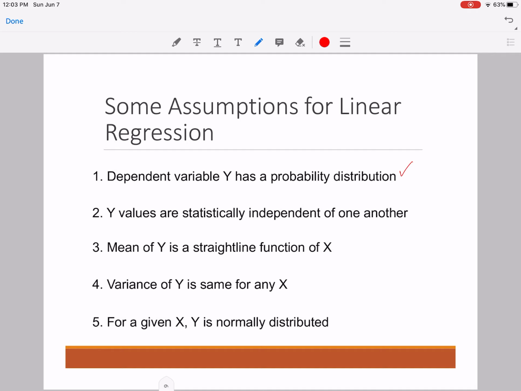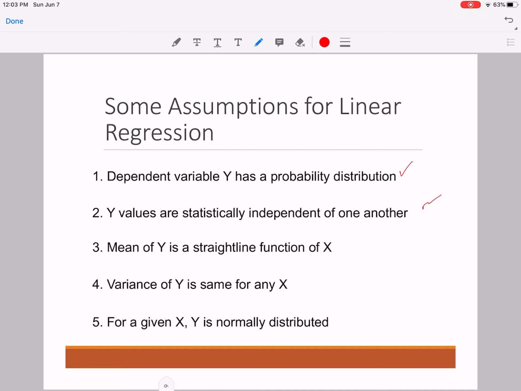The y values are statistically independent of one another, so that's another important assumption. This assumption may not hold true all the time. For example, if I were to measure my weight today, my weight today may be completely different from what my weight is going to be, let's say, after 5 days if I'm on some sort of a diet. So my y values are not statistically independent of one another. So carefully analyze your situation and make this reasonable assumption that the y values are statistically independent of one another.